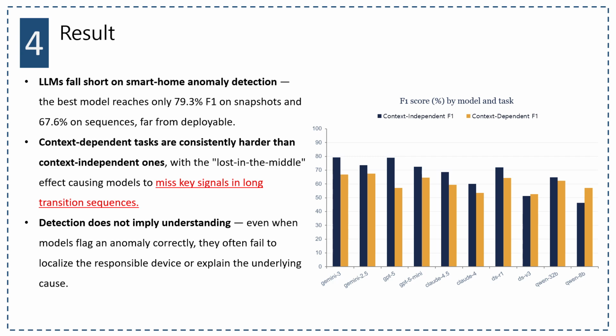And context-dependent tasks are consistently harder than context-independent ones. The authors attribute this to the lost in the middle effect, where long sequences cause models to miss key signals. Second, detection does not imply understanding. Even when models correctly flag an anomaly, they often fail to localize the responsible device or explain the cause.